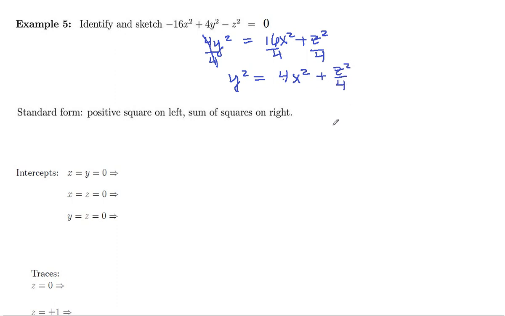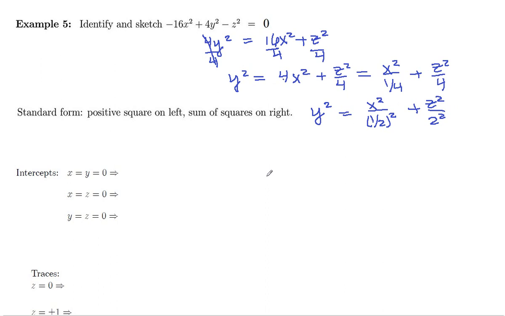And then we're almost in standard form here. We would take the 4 here downstairs in the denominator and write it as a division by 1/4, and then write those denominators as squares. So our standard form here will be y squared equals x squared over 1/2 squared, which gives our 1/4, plus z squared over 2 squared, which gives our 4.